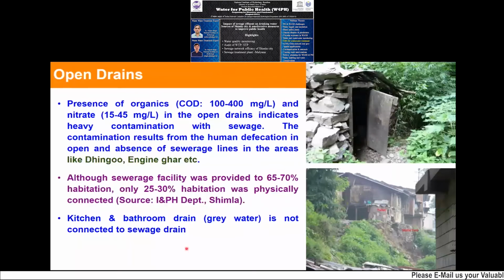Then the kitchen and bathroom drains were also not connected to the sewage drains. And we suggested that this also should be connected because the kitchen and bathroom drains, although they do not contain a lot of organics, still contain organics, and this is a good substrate, or a good food, for the microbes to proliferate and increase their numbers in the streams.